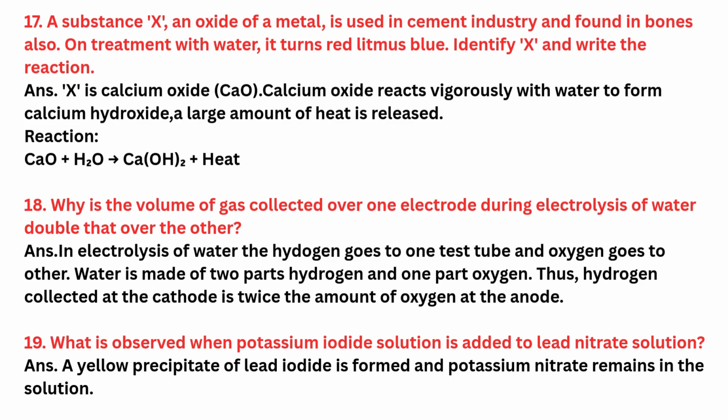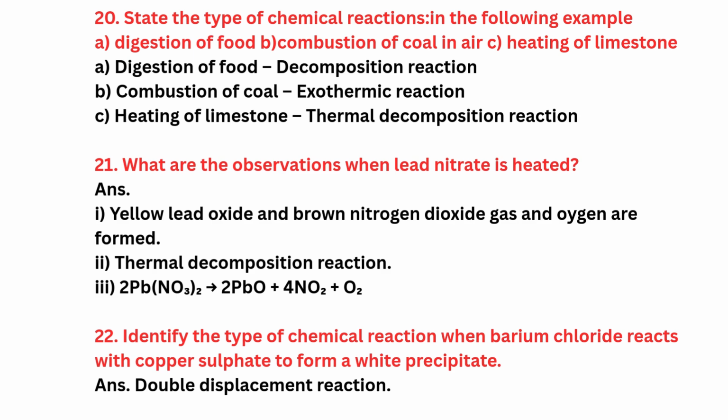Question number 20. State the type of chemical reactions in the following examples. A. Digestion of food. B. Combustion of coal in air. C. Heating of limestone. A. Digestion of food is a decomposition reaction. B. Combustion of coal is an exothermic reaction. C. Heating of limestone is a thermal decomposition reaction.